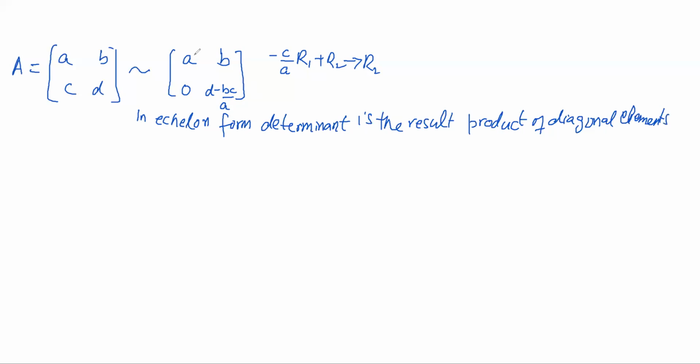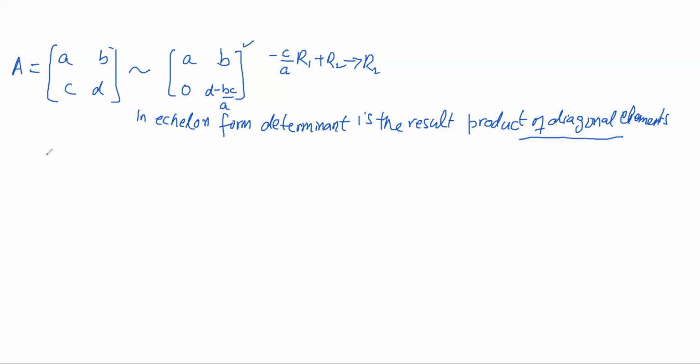That means if you multiply the elements on the diagonal, A will be multiplied by this, so it will be AD minus BC, which is the same as for this. So in the echelon form, it becomes easier to find the determinant.